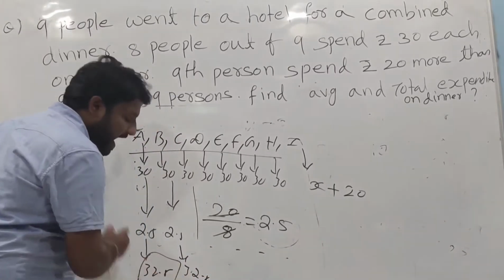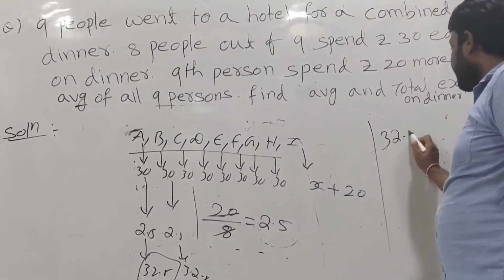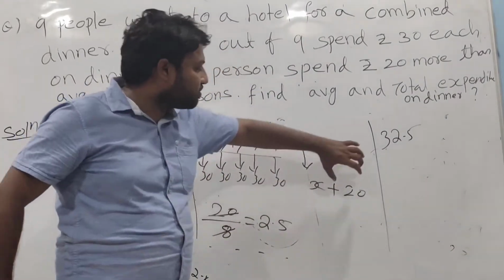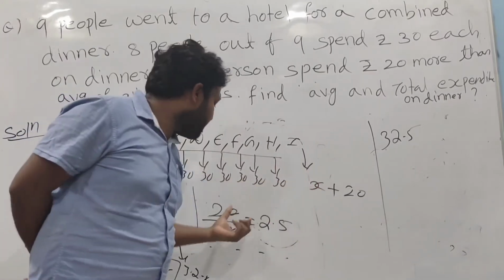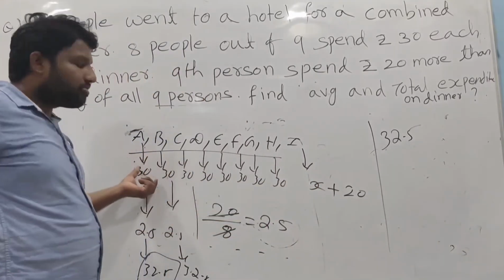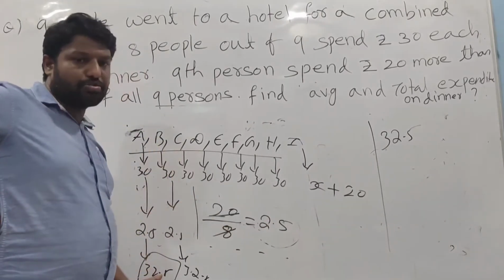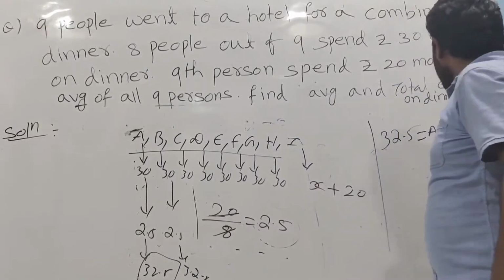So directly you get the average. What will the average value be? The average value is 32.5. Now whatever extra 20 rupees this person is contributing, that 20 rupees is shared by all these 8 people. So 20 by 8, you are getting 2.5. Initially they are contributing 30 rupees. Now they have contributed 2.5 more. So the total will be 32.5. That will be the average. So the average you are getting directly is 32.5.